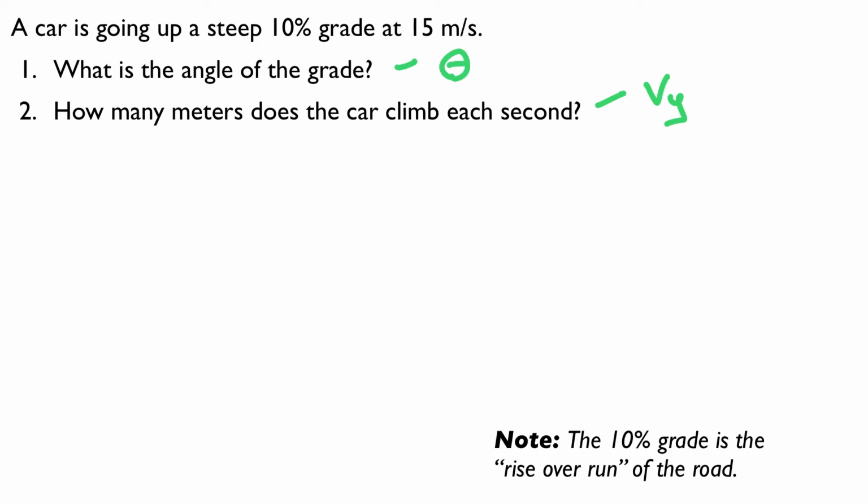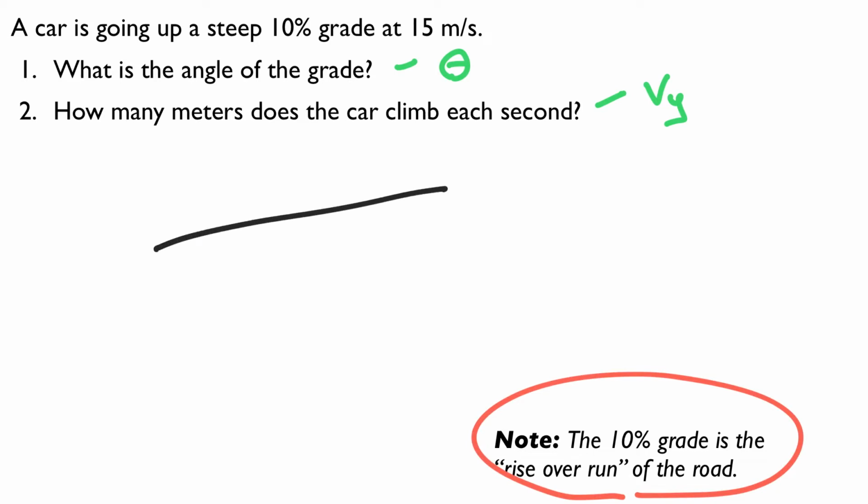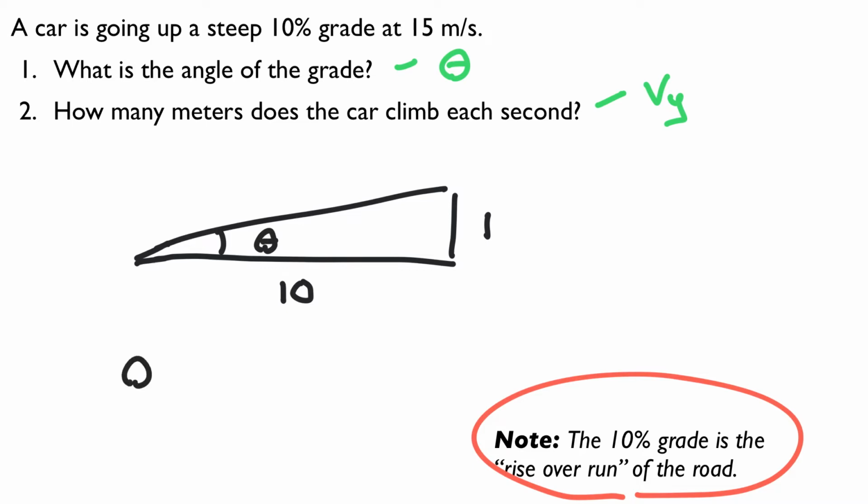Now we're told that the 10% grade is the rise over the run of the road, okay? So if the road is like this, and it's a 10% grade, what that means is 10% is the rise over the run. So if I have a rise of 1, I have a run of 10, because the rise is going to be 10% of the run. So if I'm looking for the angle theta, we can use our trig functions, and I can say that theta is equal to the inverse tangent of 1/10.